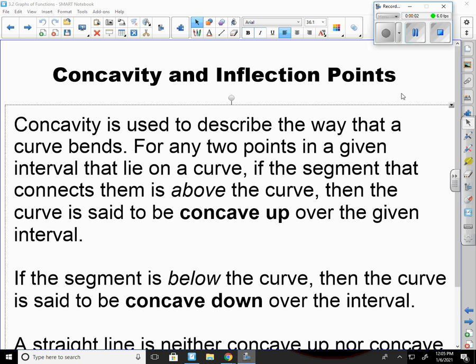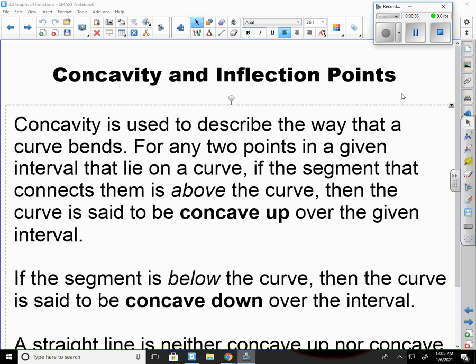All right, so today we are moving on to concavity and inflection points. Concavity is used to describe the way that a curve bends. For any 2 points in a given interval that lie on a curve, if the segment that connects them is above the curve, then the curve is said to be concave up over the given interval. If the segment is below the curve, then the curve is said to be concave down over the interval.